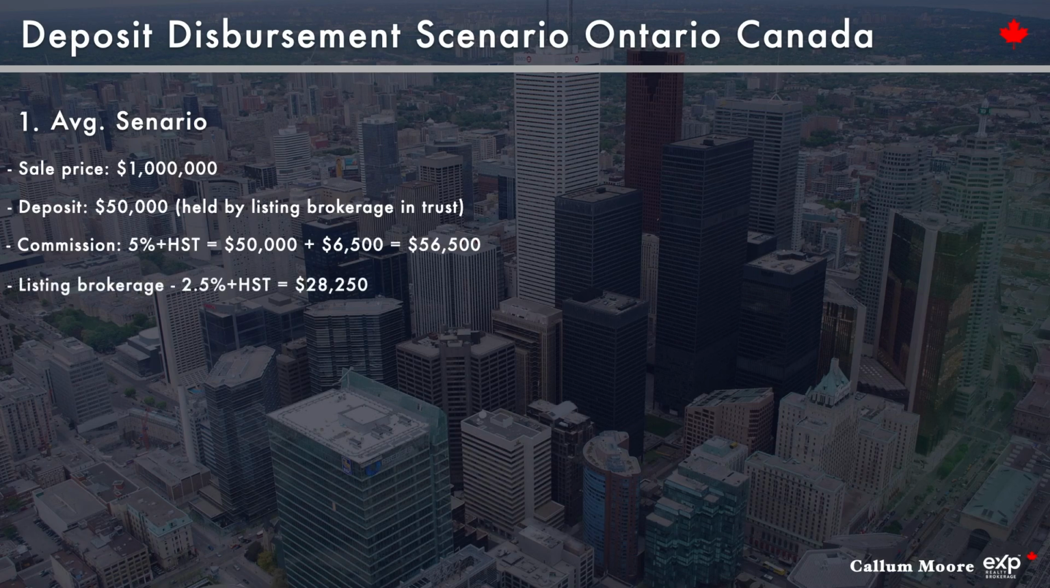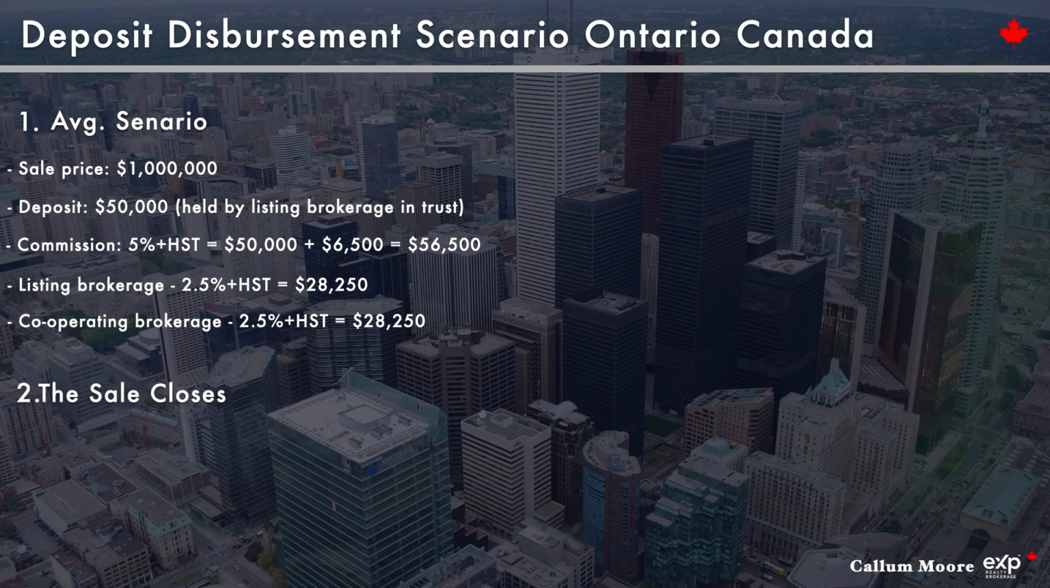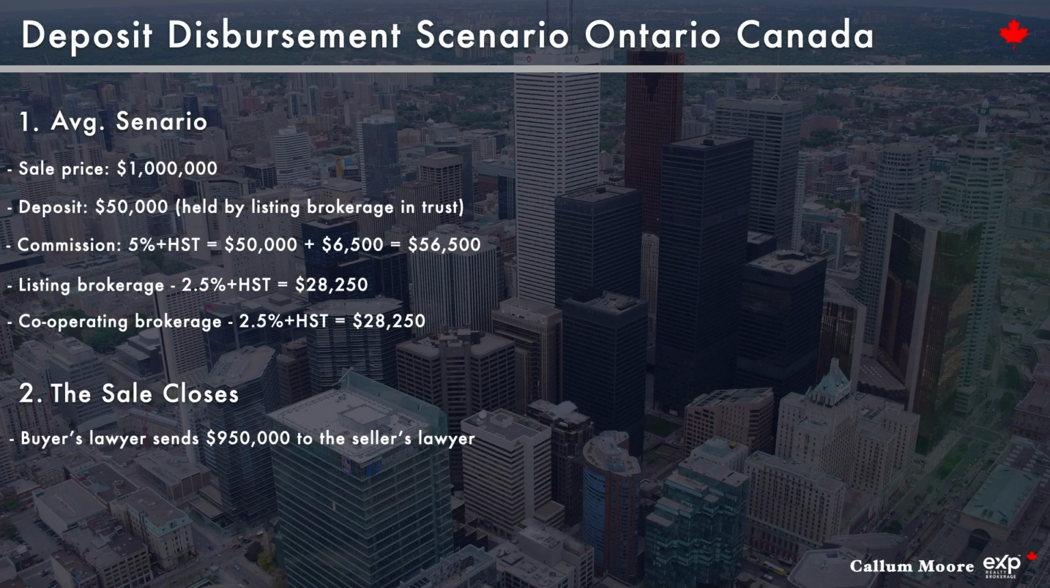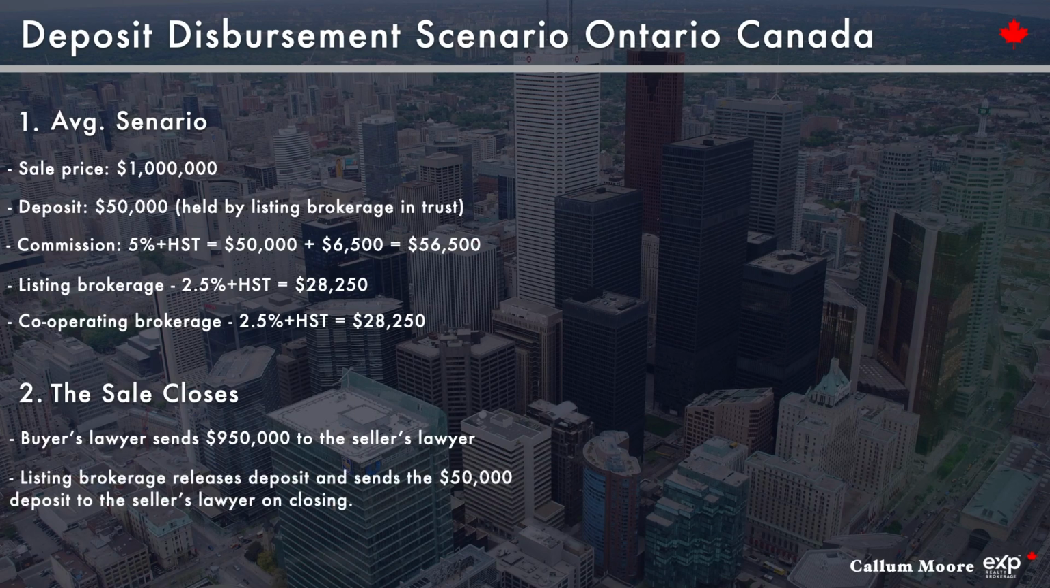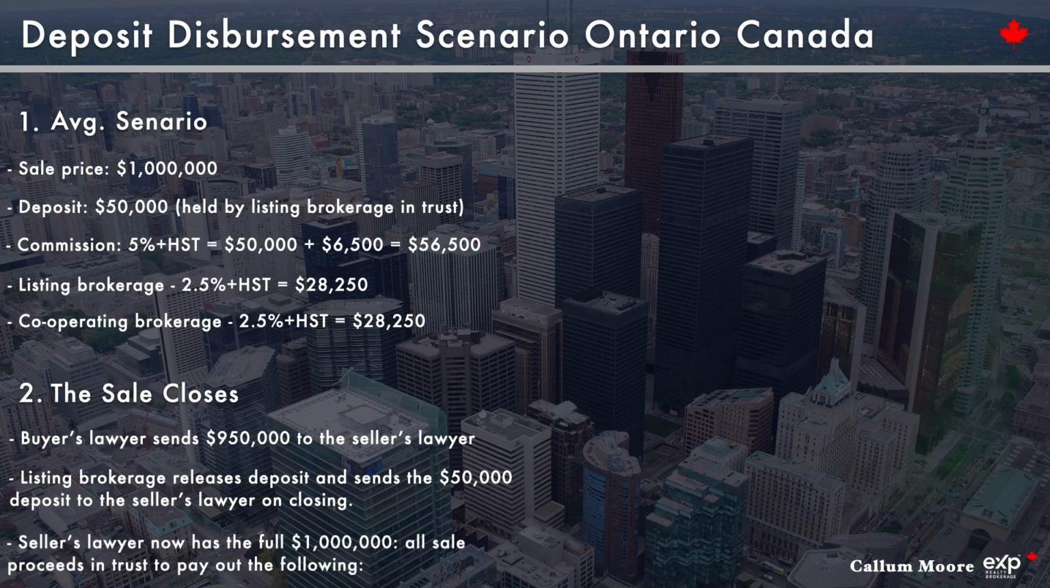Commission split: listing brokerage for this example keeps 2.5%, let's say, plus HST, which is 28,250, and the cooperating brokerage is going to get 2.5% as well. Now, the sale closes. First, the buyer's lawyer sends 950,000 to the seller's lawyer. Second, the listing brokerage releases the deposit from the trust account and sends the 50,000 deposit to the seller's lawyer on closing. Third, the seller's lawyer now has the full million.